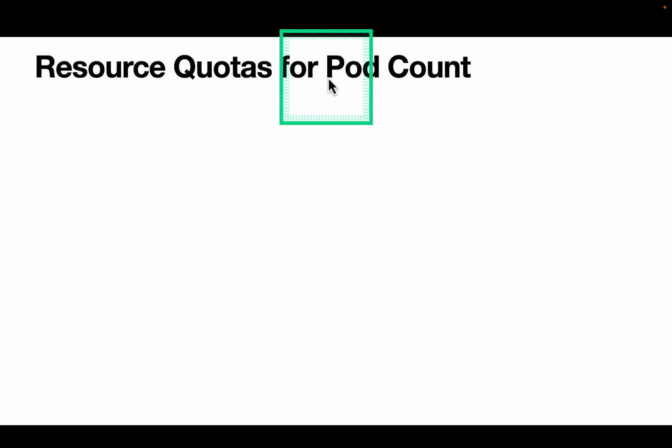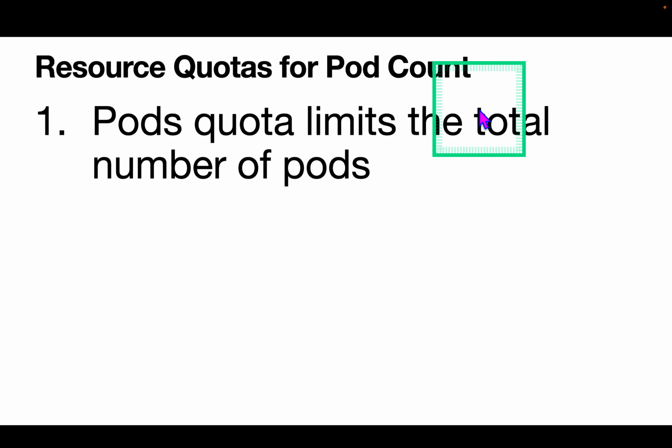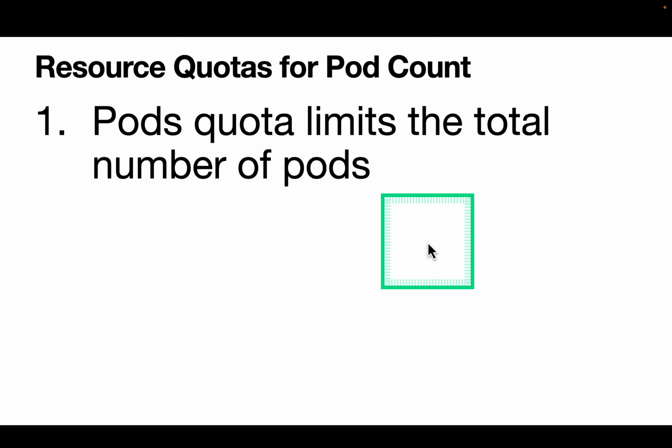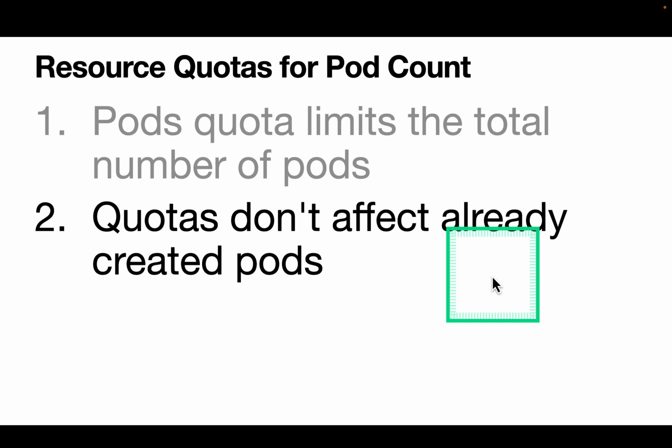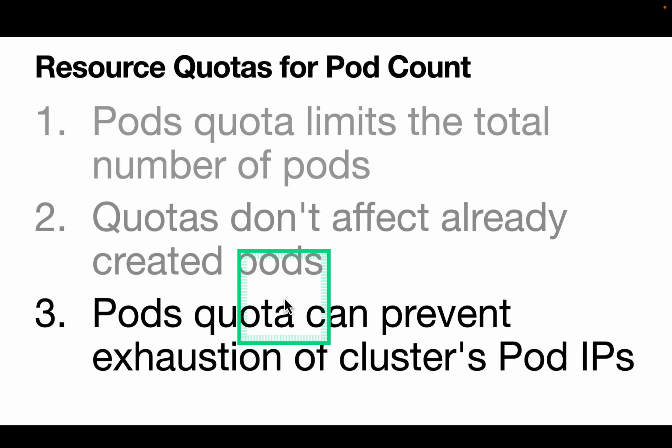Okay. Resource quotas for pod count. Pods quota counts and enforces a maximum on the number of pods created in a single namespace that are not terminal. Importantly, neither contention nor changes to quota will affect already created resources. You might want to set a pods quota on a namespace to avoid a scenario where a user creates many small pods and exhausts the cluster supply of pod IPs. So that's why this is important.